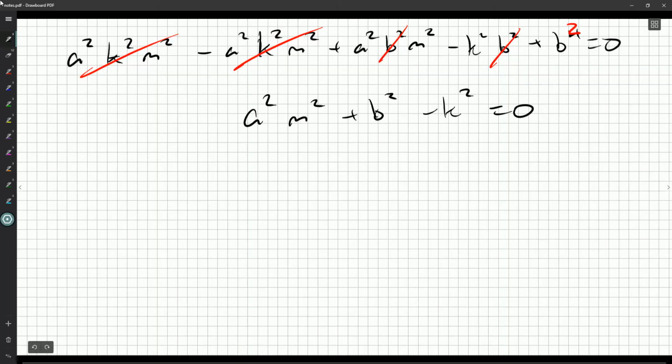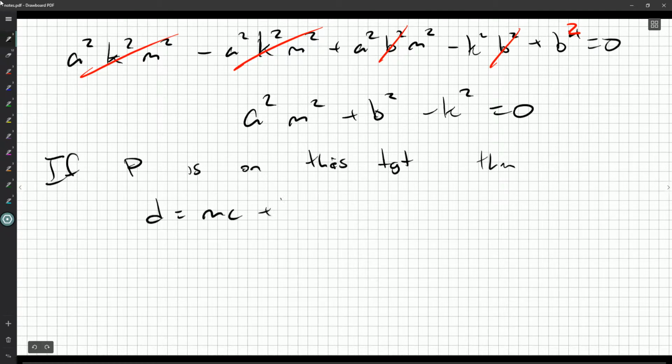Okay, so if P is on this tangent, then you know D is mC plus k. Fantastic. Now, what are we trying to talk about? If we're going to solve this analytically, we're going to have to talk about slopes of lines. We want to show the only tangents to the circle through C and D, their two slopes are going to have to be negative reciprocals. So we should probably focus on m.